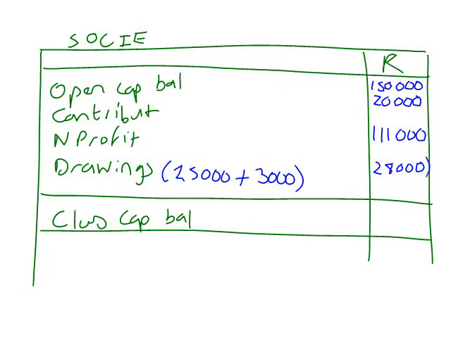For drawings, we also need to ensure that we deduct it accordingly in the statement of changes in equity. Hence, we are going to say the opening capital balance plus contributions plus the net profit minus the drawings amount will equal our closing capital balance. When we do this calculation, the answer which we get is 253,000 on the dot. Hence, this is the second requirement done accordingly.